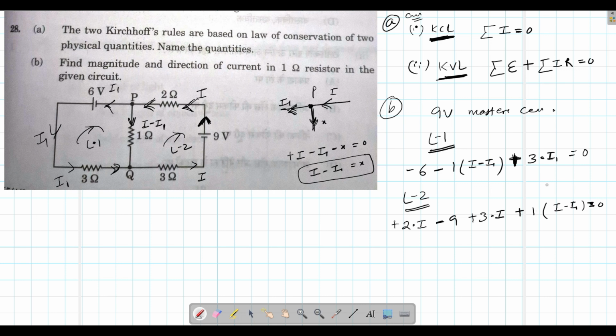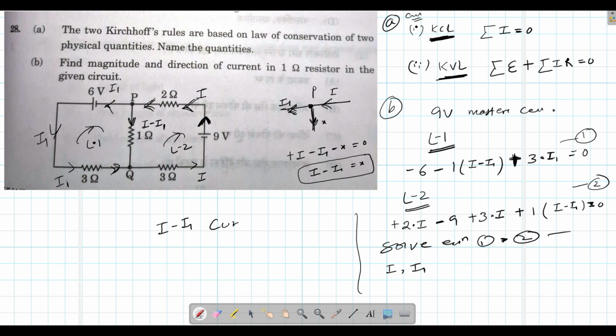So solve these two equations. This is equation 1, this is equation 2. Solve equations 1 and 2 so that we get the values of I and I1. So how much current flows through the 1 ohm resistor? I minus I1 current flows through the 1 ohm resistor.